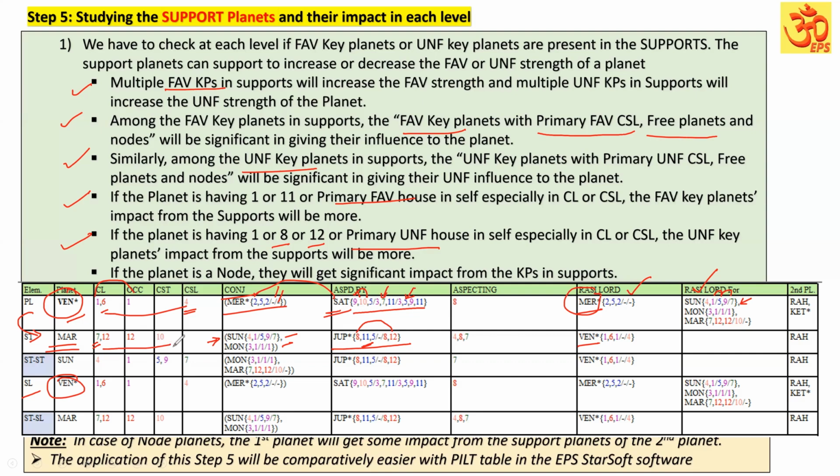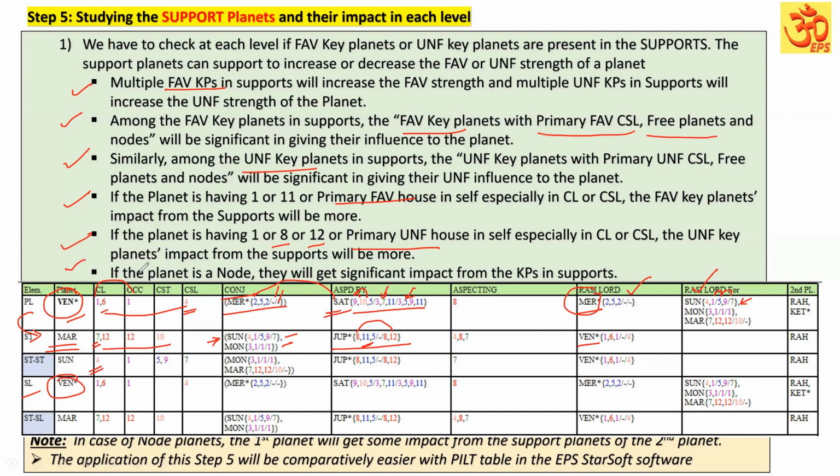There can be many unfavorable ones. For example, you can see the Sun, it is the 4th Lord. It is also unfavorable but not very strong. Suppose a planet is the 10th Lord, though it is coming under unfavorable, the influence that planet can get from the support planet will be comparatively lesser than when the 8th Lord or 12th Lord are getting it. I hope you have understood.